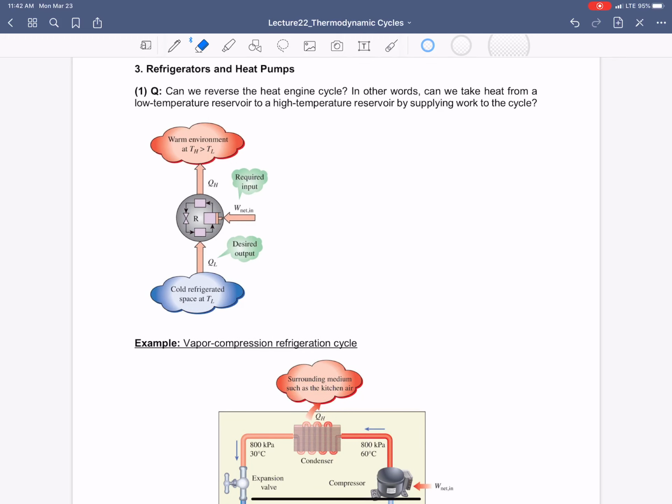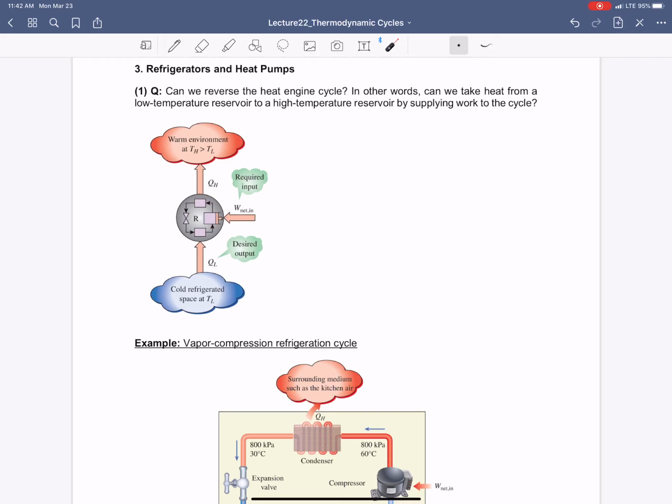So we can draw the schematic for a refrigerator or heat pump cycle like this. Still, we need a warm environment, but it's not a heat source. Just remember that. And we also need a cold refrigerated space. Again, that is not a heat sink. Actually, that is kind of the opposite. But in the middle, we have a cycle.